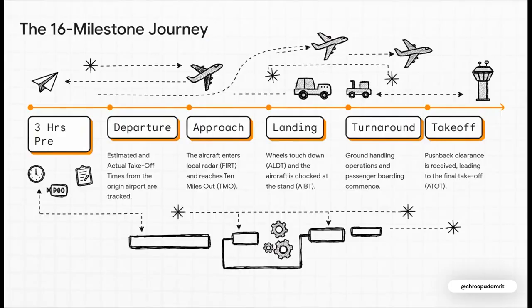This entire journey, from gate to gate, is defined by 16 key milestones. You can think of them as digital handshakes between all the different teams. These handshakes create a super precise timeline for everything, from the initial plan all the way to the final takeoff. This timeline is basically the sheet music for the entire airport symphony.